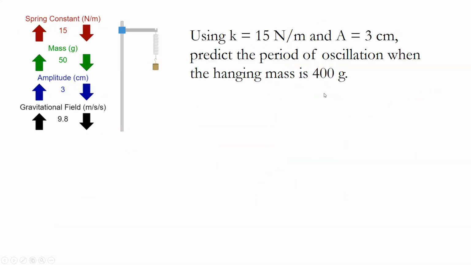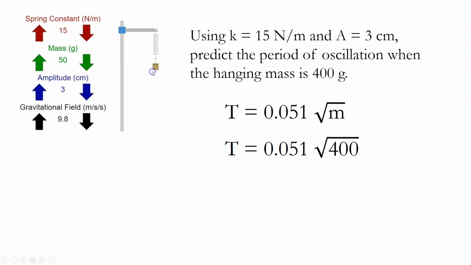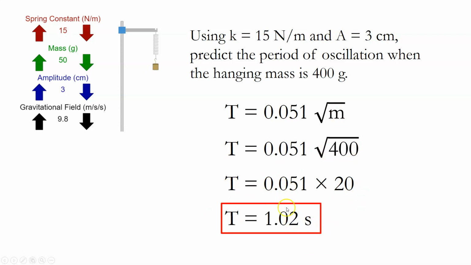If we were given a problem such as this, indicating the spring constant and the amplitude, would we be able to predict the period of the oscillation when the hanging mass is 400 grams? Well, we have a math model that allows us to do that. So if 400 grams, I plug that in for mass, take the square root of that, it's 20, multiply 20 by this constant out front, and I get 1.02 seconds.